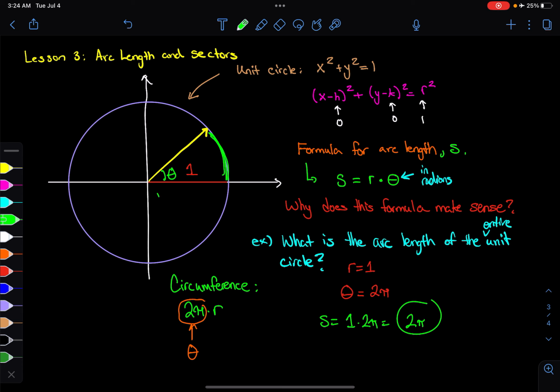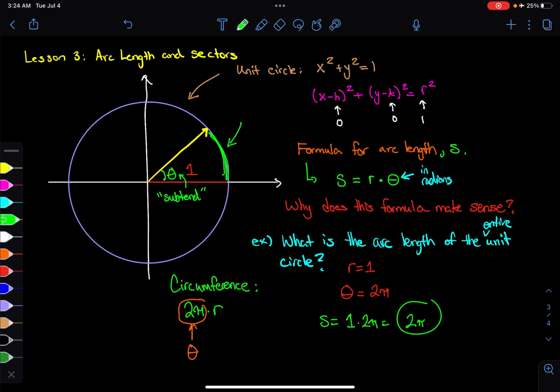So they use the word subtend or subtended. Basically, that's just a fancy way of saying they want the arc length for the angle that is inside of this little curved triangle, if you will. Okay, that's pretty much as fancy as it gets.